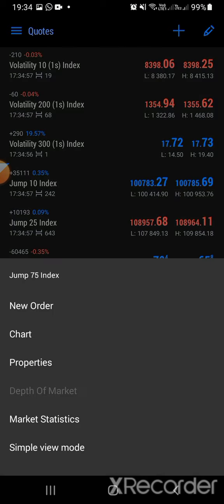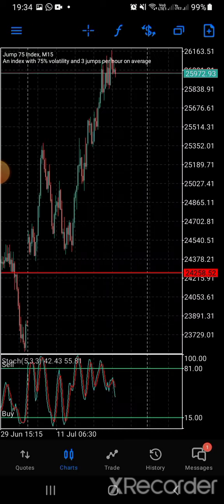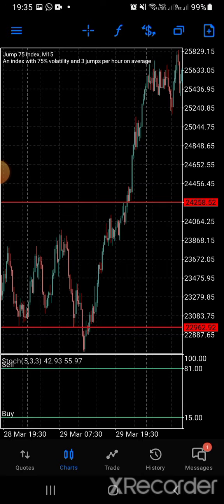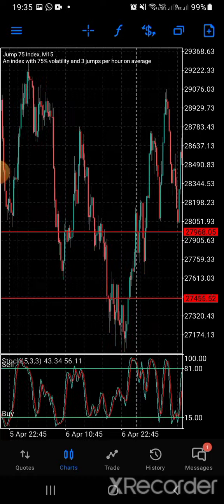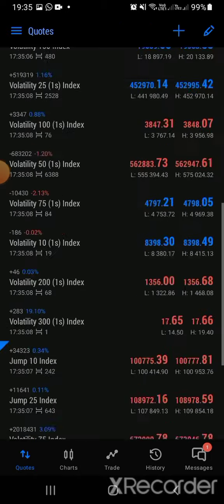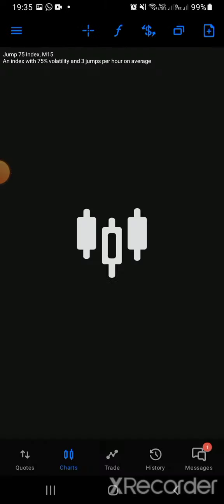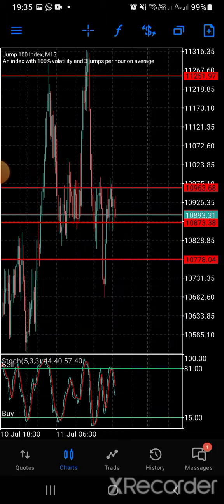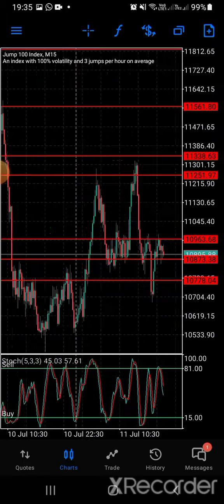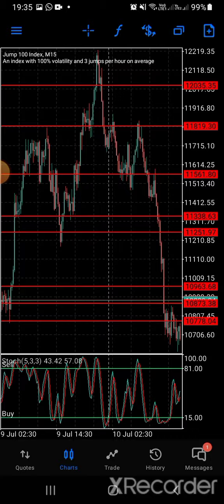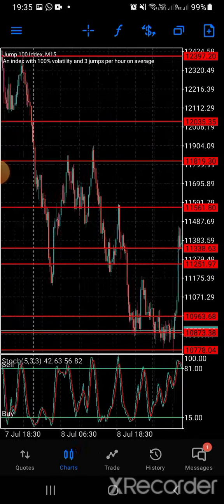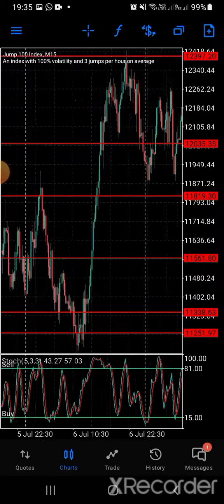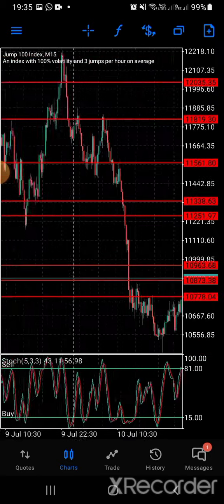Let's see Jump 75 as well. You'll always find those big candles that need to be mitigated, or they need to close, they need to fill up those gaps. So that's what I wanted to share with you guys. It's a low risk strategy, as long as you use a minimum lot size.